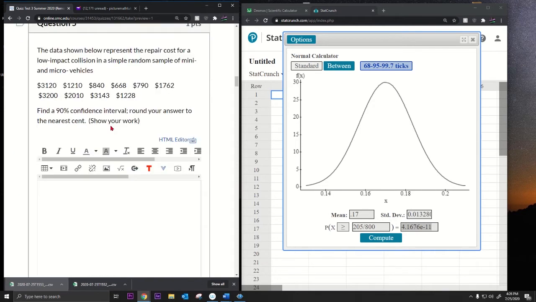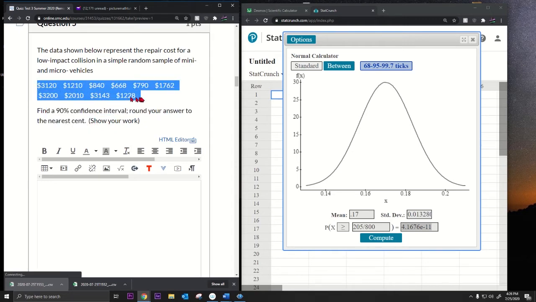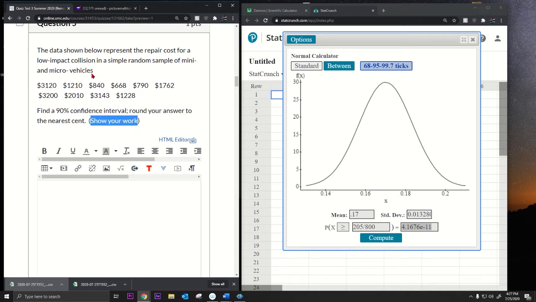Okay, that's number 4. Number 5. Find a 90% confidence interval. Round your answer to the nearest tenth. So this one, just plug in this data and find the confidence interval. Well, actually, we're supposed to do this by hand, aren't we? Since we're supposed to show our work on this one. And I want them to do this the long way.